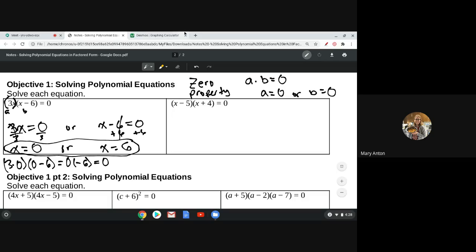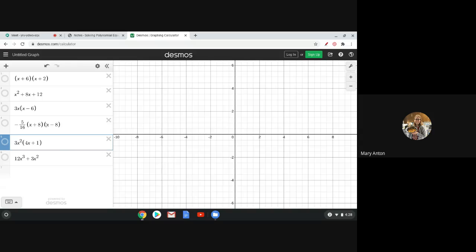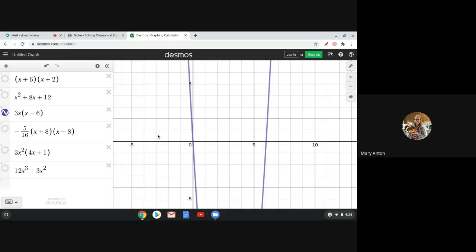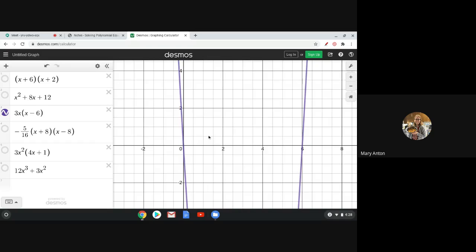And now, y'all, I want to show you something else on Desmos here. So let's graph 3x times x minus 6, so this one. And I'll go in projector mode so you can see it. Where does this graph cross the x-axis? It's right here and right over here at 0 and at 6, which are our solutions. And another word for that are roots. So another word for root is x-intercept, which is where your graph crosses the x-axis. So you can always check your work using Desmos here.